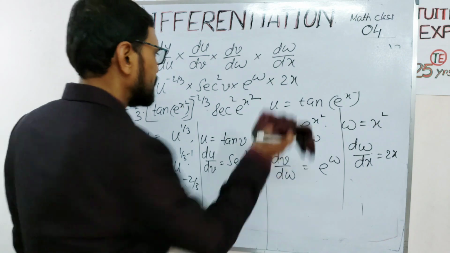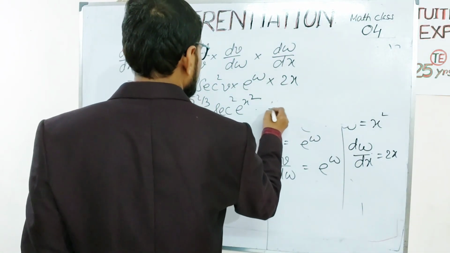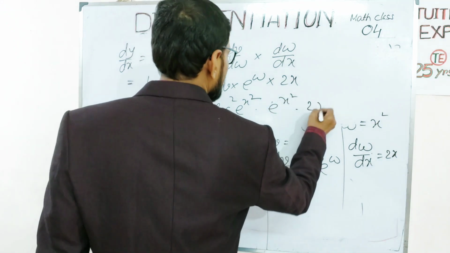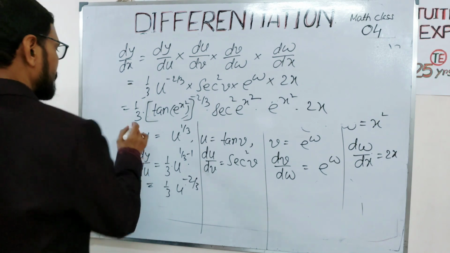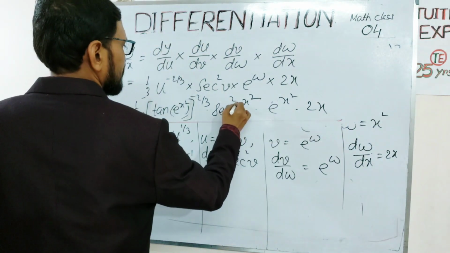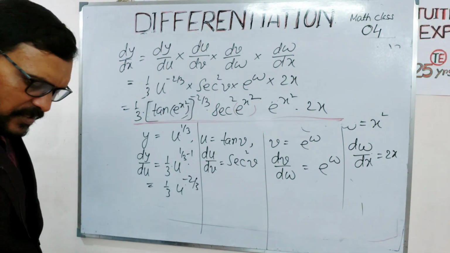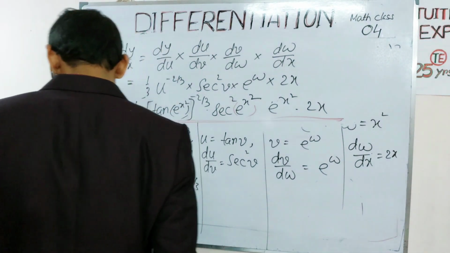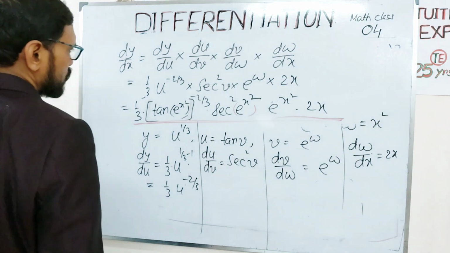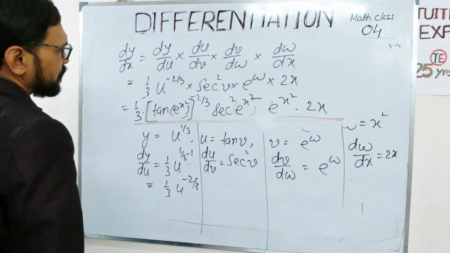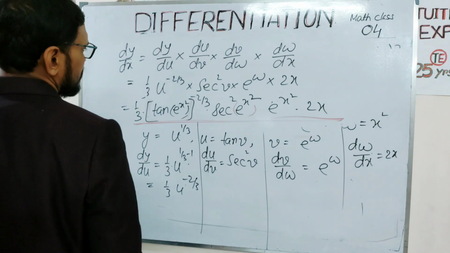and what is w? w equal to e to the power x square into 2x. So this is the result. So by shortcut method we can also find this result. Now I will show how in shortcut method the derivative of this function is to be found.